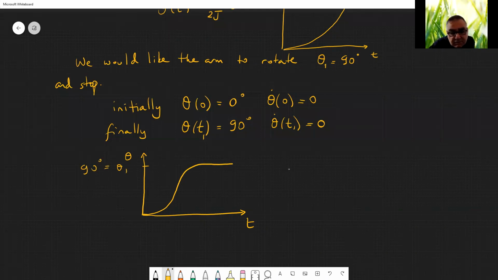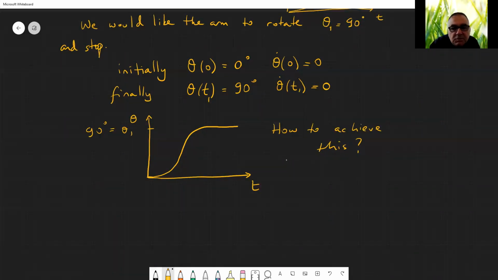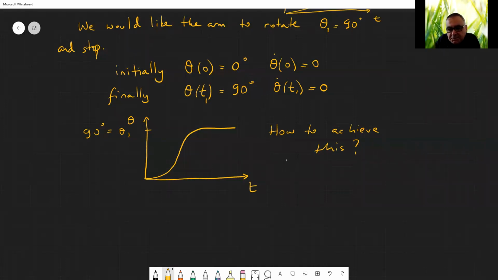Well, how do you achieve this? How do you do it? It looks easy, but it's not very easy to do this. Okay, you basically have to apply a kind of feedback control scheme here in order to regulate the torque that is applied on this system. Okay.